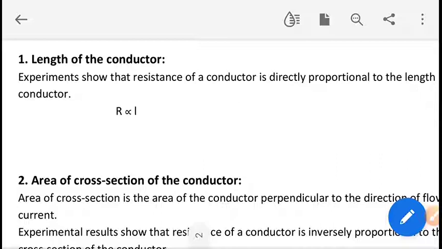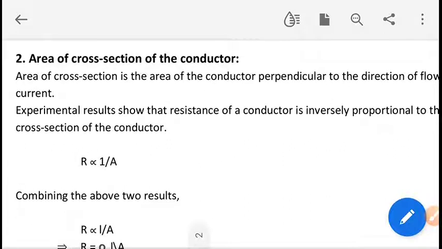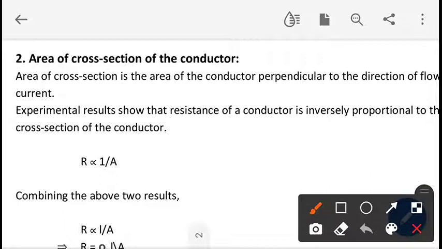This I have explained to you in the previous video. What is cross section area? It means thickness. So the thickness of a conductor also matters a lot, and that we call the area of cross section. Here resistance is not directly proportional to cross section area.